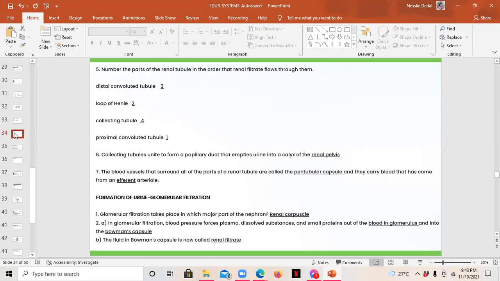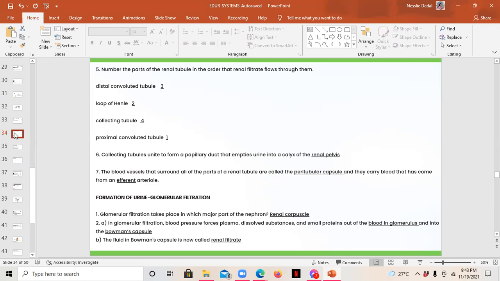Number 5. Number the parts of the renal tubule in the order that renal filtrate flows through them. Distal convoluted tubule, our answer is 3. Loop of Henle, our answer is 2. Collecting tubule, our answer is 4. Proximal convoluted tubule, our answer is 1.